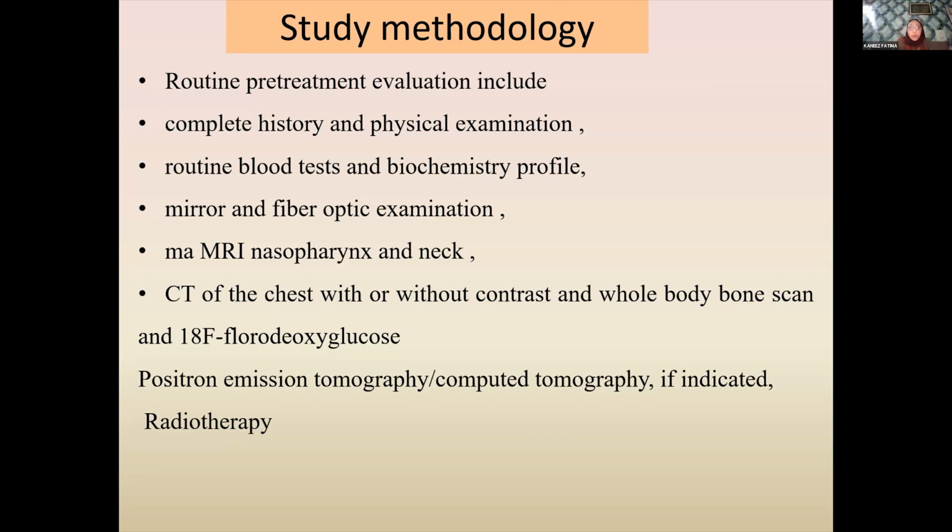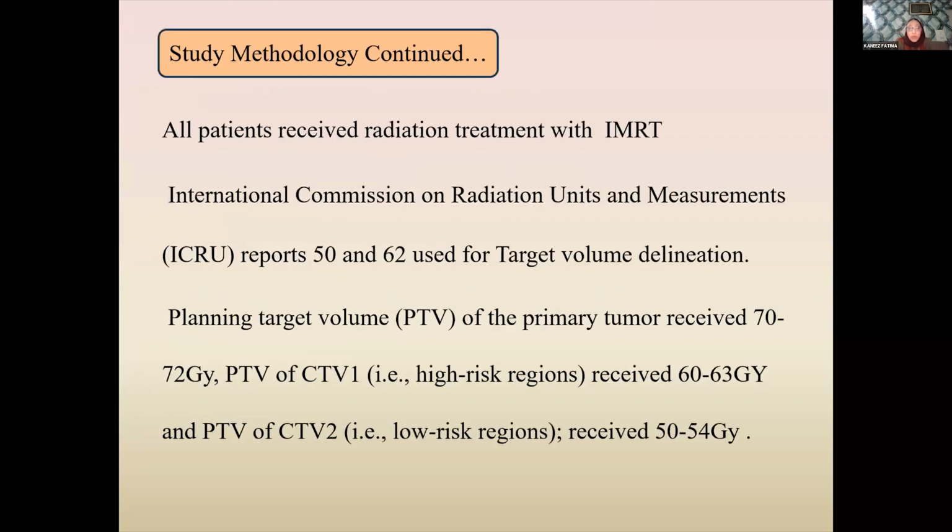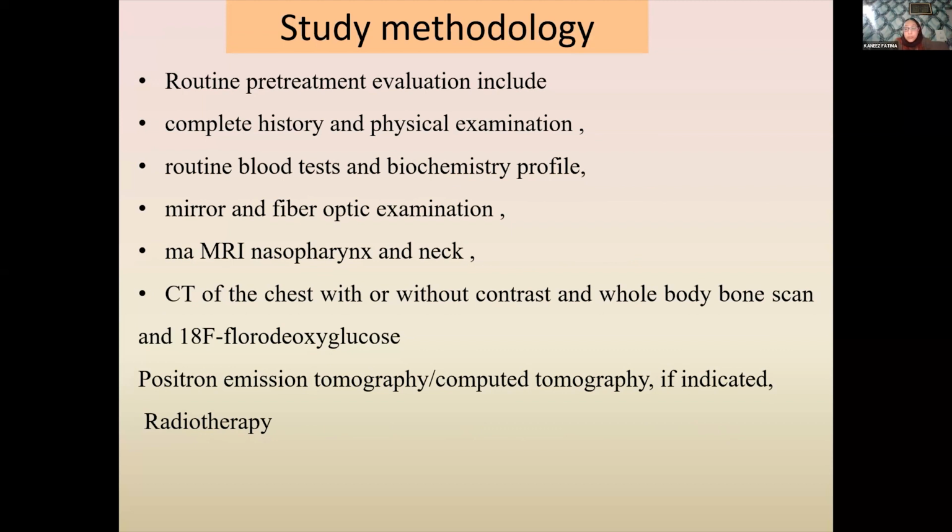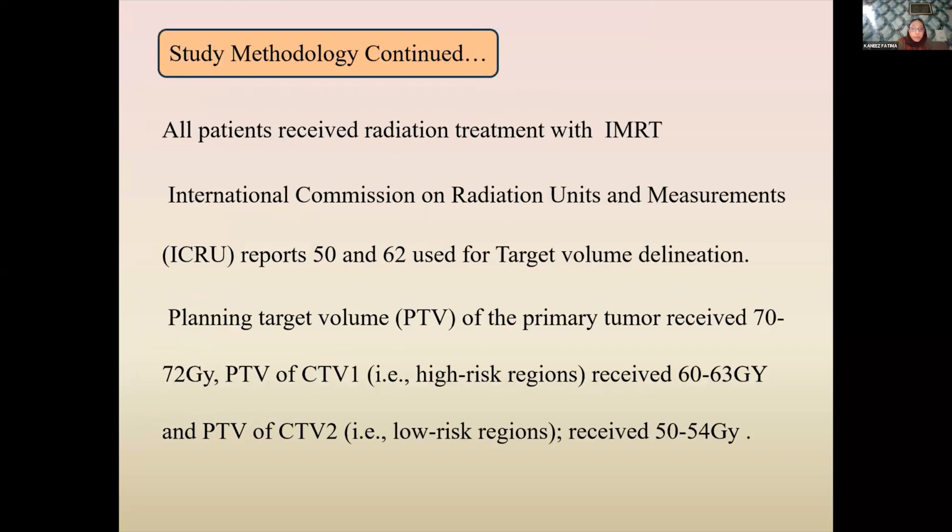In the adjuvant setting, patients received mainly the cisplatin and 5-FU regimens, and some of the patients also received single-agent cisplatin. And again, the cycles were repeated every 3 weeks, and patients received 3 to 4 cycles of adjuvant chemotherapy. In the concurrent setting, patients received either injection cisplatin 40 mg per meter square weekly or 100 mg per meter square 3 weekly with radiation therapy.